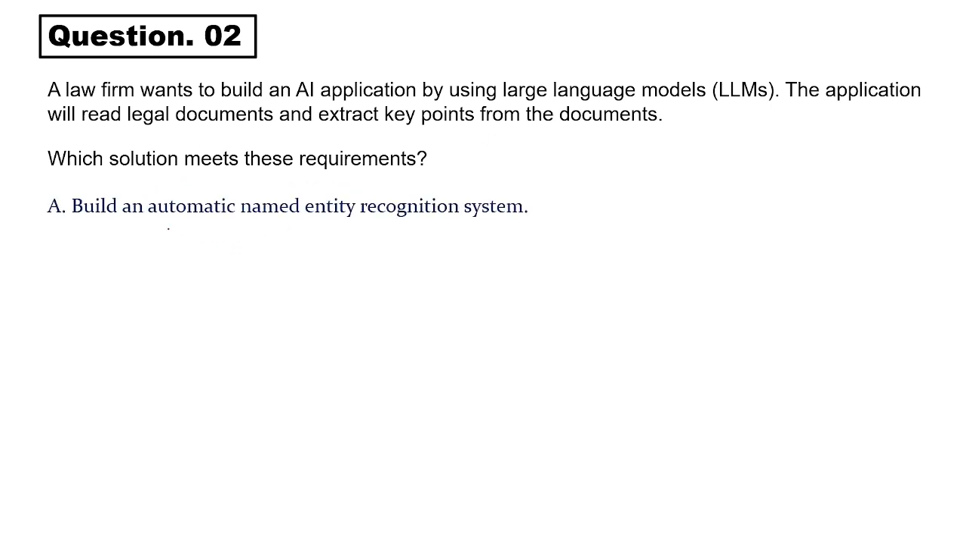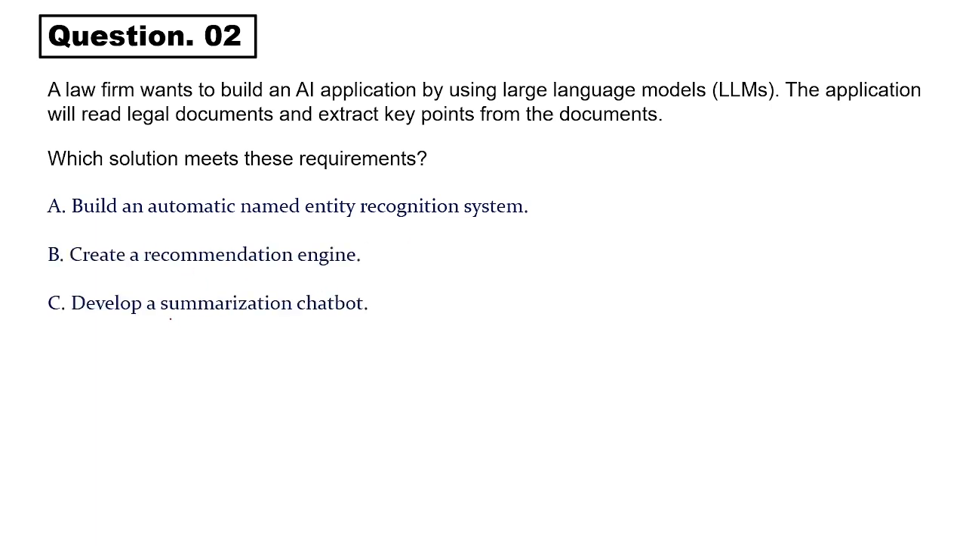Here are the options. Option A, build an automatic named entity recognition system. Option B, create a recommendation engine. Option C, develop a summarization chatbot. Option D, develop a multi-language translation system. Take your time to guess the correct one. So now let me reveal the correct answer.